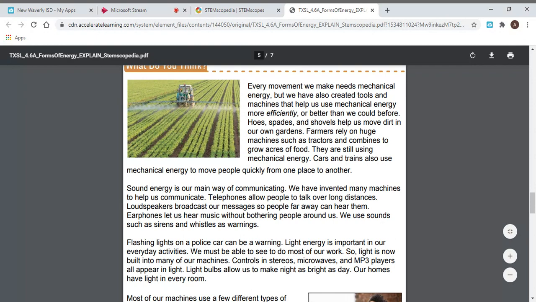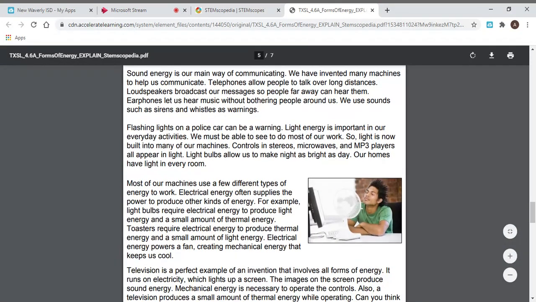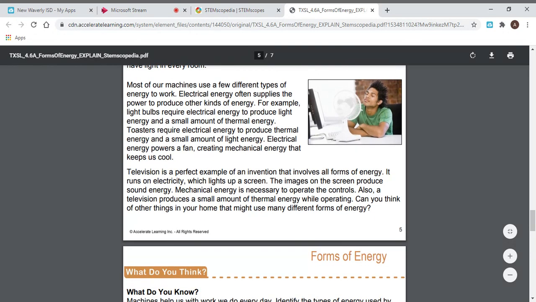Light energy is important in our everyday activity. We must be able to see to do most of our work. Light is now built into many of our machines. Controls in stereos, microwaves, and MP3 players all appear in light. Light bulbs allow us to make night as bright as day. Our homes have lights in every room. So we use all these different things that we have.